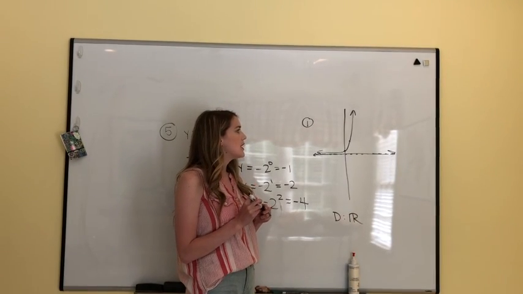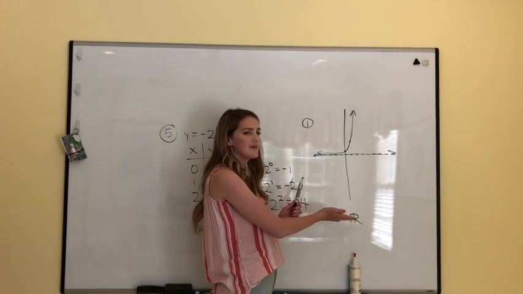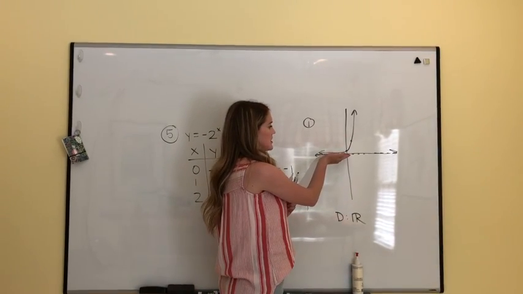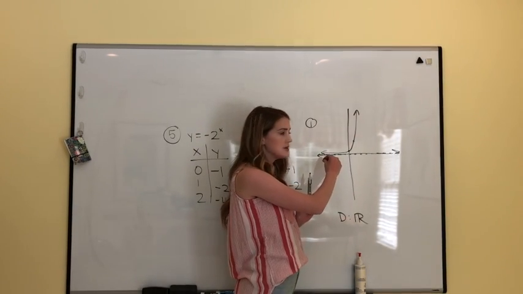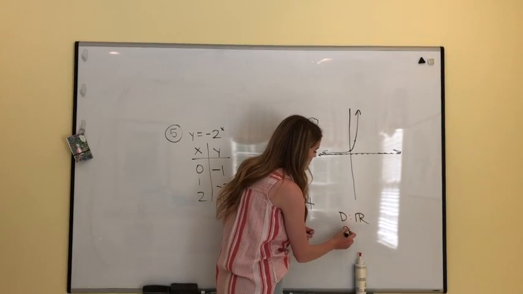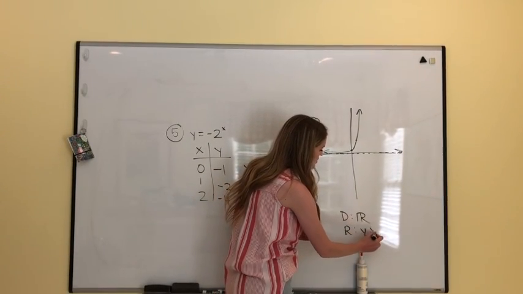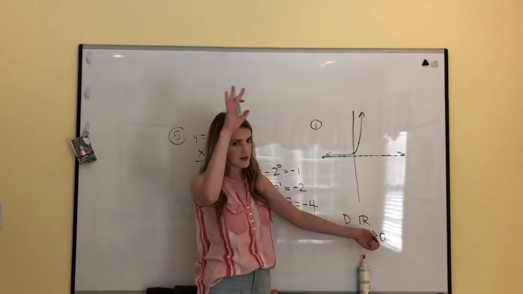And then range is the y values, vertical, up and down. So where do my y values start? They start at 0, because this is called an asymptote, where it never touches, but it gets really close. And then they go up, up, up, up, up. So my range would be y has to be greater than 0. It's never going to equal 0. It's always going to be above it.